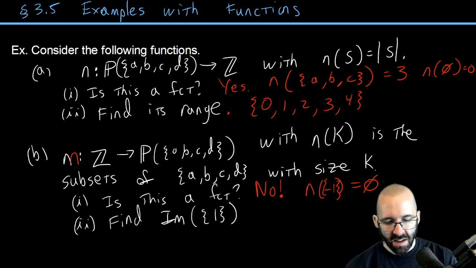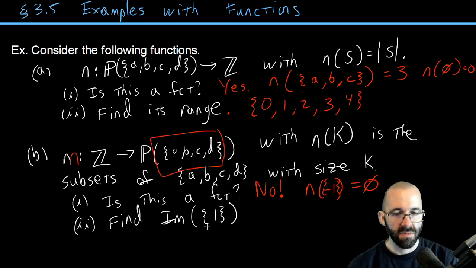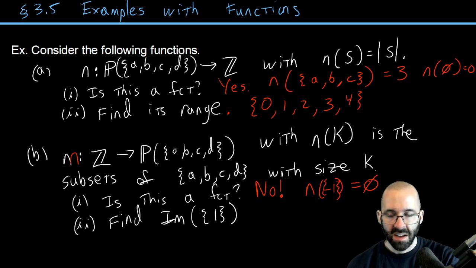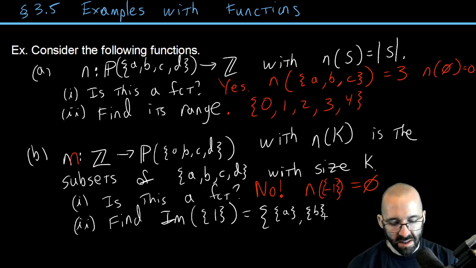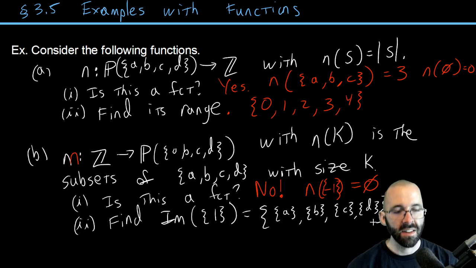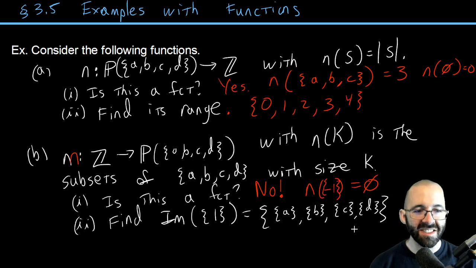Okay? And furthermore, the second thing, right? What is the image of this set? Well, that's going to be the set of all subsets that have size 1. So this is a subset that has size 1. This is a subset that has size 1. This and this are also subsets with size 1. We have a set of sets.